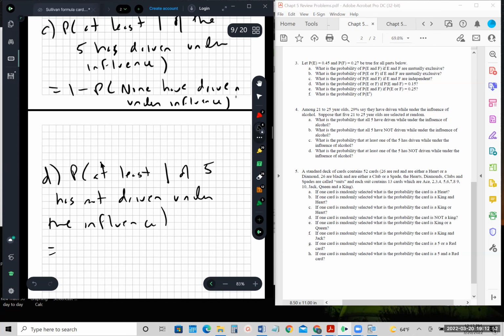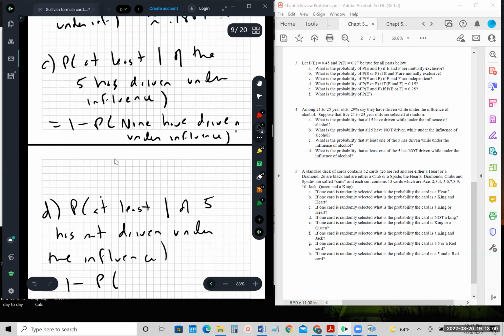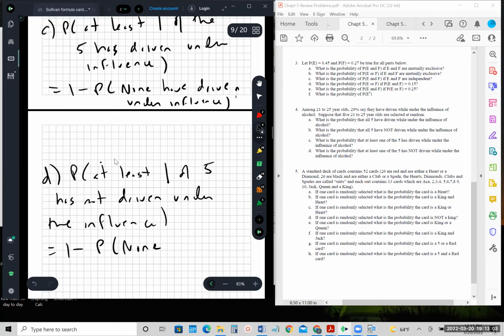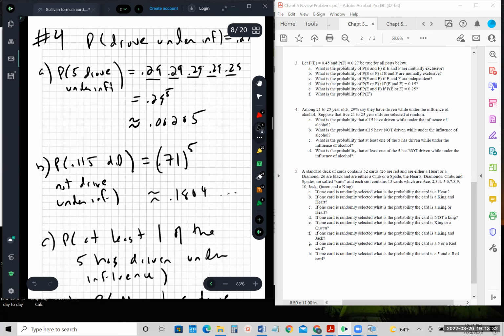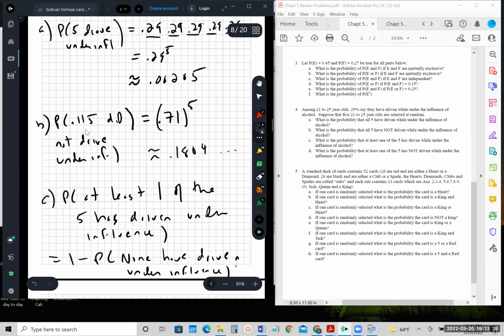So that would be the same as 1 minus the probability none have, well, this is going to be kind of backwards. Probably none have not driven under influence. So it's kind of a double negative there. But if you go back up to what we originally had, the probability all 5 have driven under the influence would be this. And then the probability all 5 did not drive under the influence would be this answer.